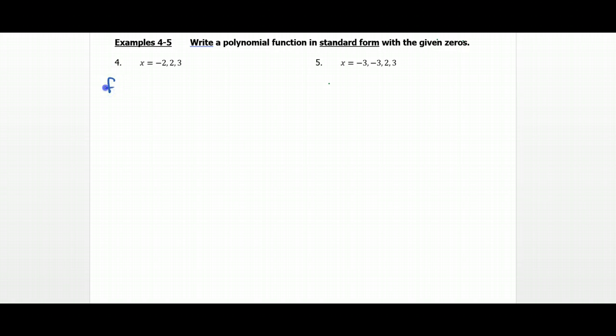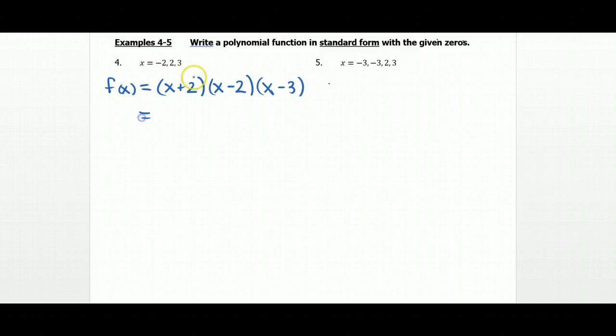Okay, so we're going to use our factor theorem to help us. Factor theorem says that if, for instance, -2 is a 0, then x minus -2 is a factor of the original polynomial. So if x minus -2 is a factor, that means x plus 2 is a factor. Okay, so that's one of the factors of my polynomial. +2 I know is a 0. Well, if +2 is a 0, that means that x minus 2 is a factor. And finally, +3. If I know +3 is a 0 of my polynomial, then x minus 3 is a factor.